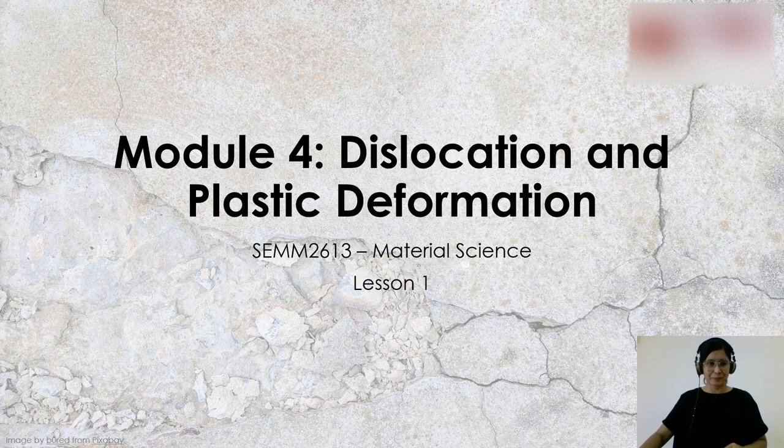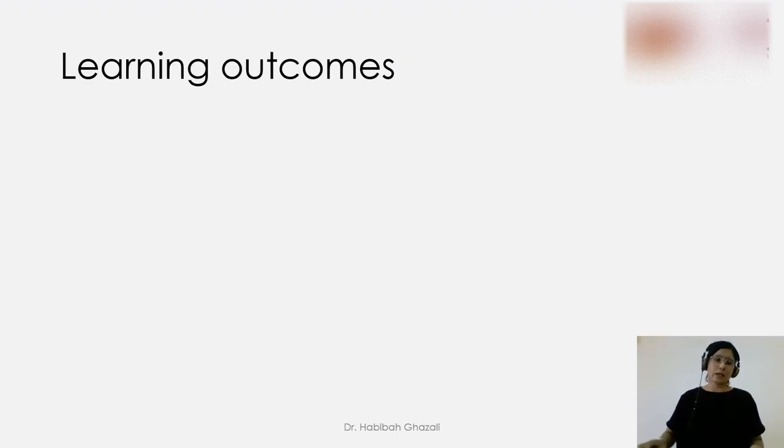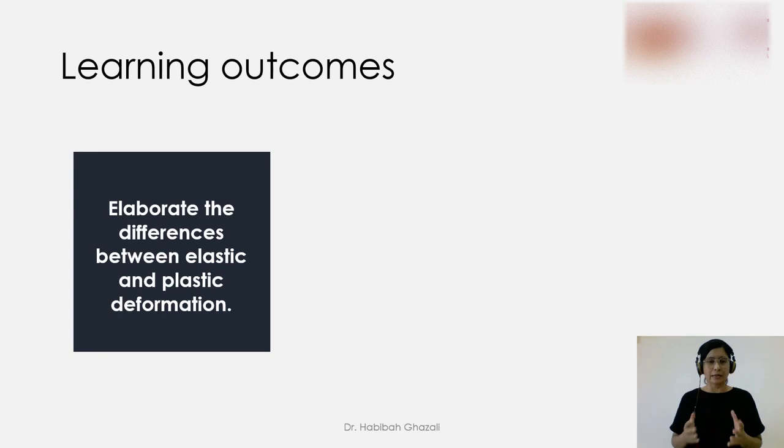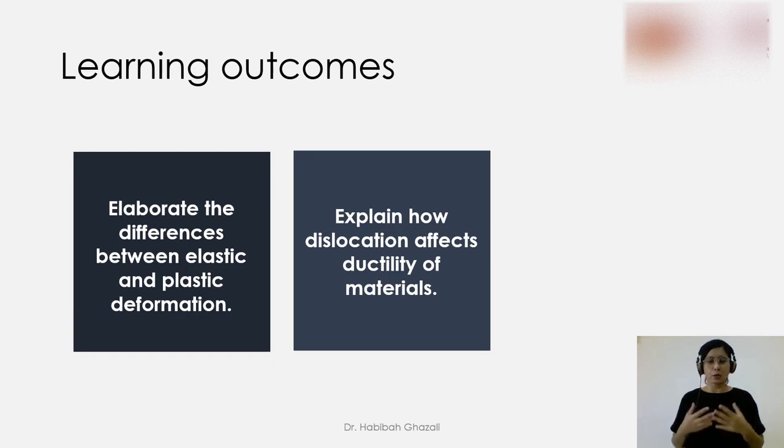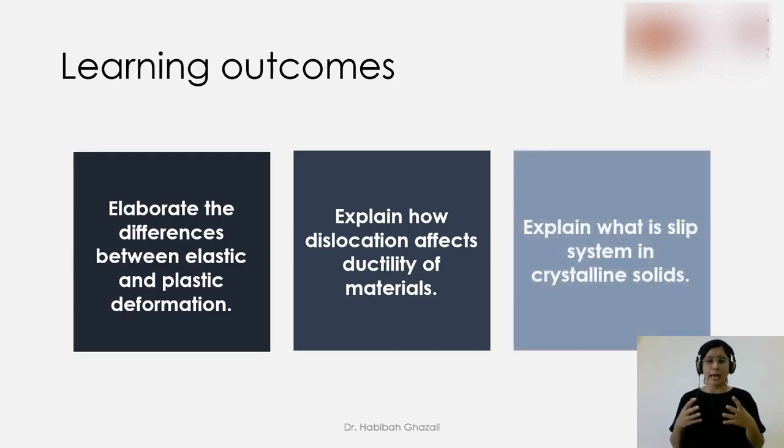So let's get started. By the end of this lecture, you should be able to elaborate the differences between elastic and plastic deformation. This is basically just a revision from mechanics of solids. You should also be able to explain the dislocation effects, how dislocation affects the ductility of materials, and explain what a slip system is in a crystalline solid.